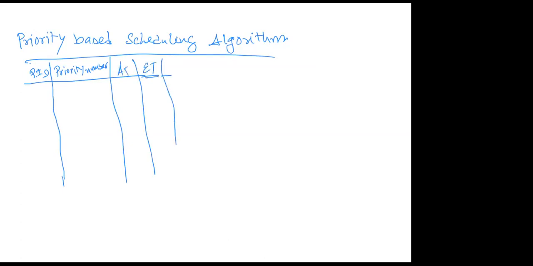Okay, the priority based algorithm can be two types, same as previous. One is non-preemptive, another is preemptive. So in priority based algorithm there can be two types: one is the preemptive based, another is non-preemptive based priority based scheduling algorithms.